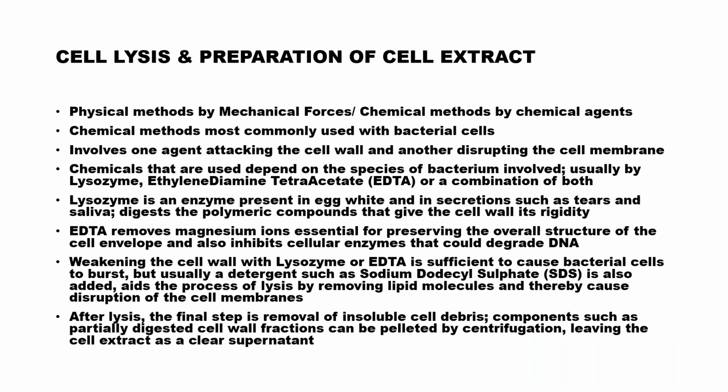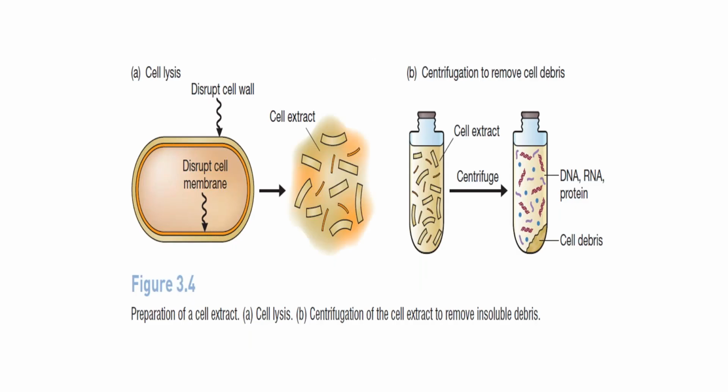Now, cell lysis, already we have explained all those things. Physical methods, chemical methods. Mainly for bacteria, we apply chemical methods. We use an enzyme, that is lysozyme, then the chemical EDTA, ethylenediaminetetraacetate, or a combination of both. In addition, we also use a detergent such as SDS, sodium dodecyl sulfate, and each of these agents has its own function. Already we have explained all those things. Fine. So this is all about the picture.